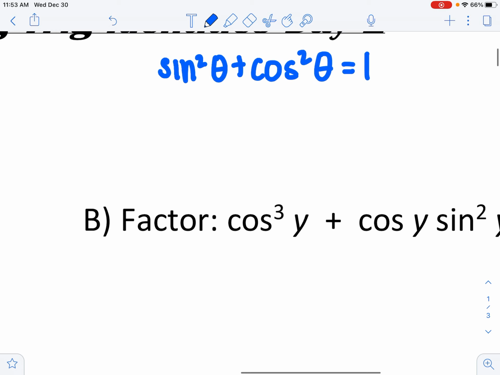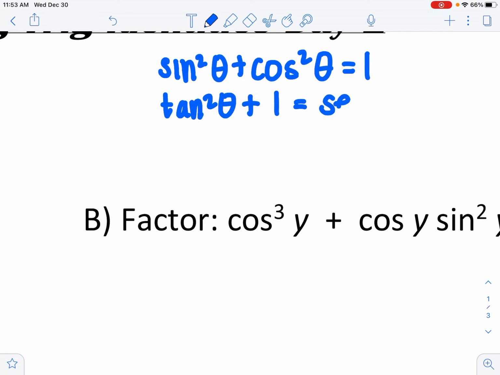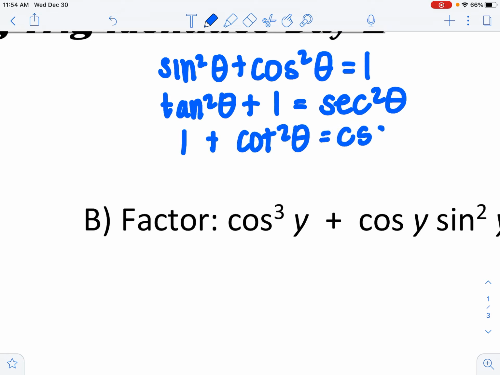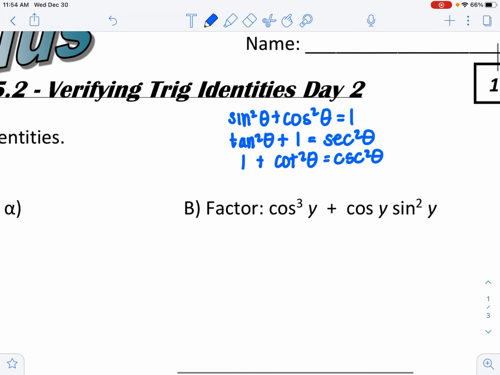Okay, all right, next one. Tangent squared plus 1 equals secant squared. And then the last one, cotangent squared plus 1 equals cosecant squared. Okay, so there's your 3 identities.